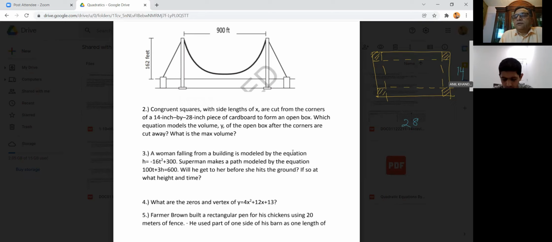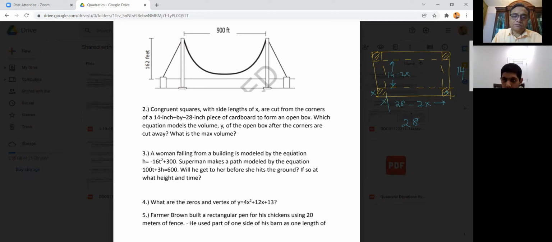Now when you cut away, then what remains is 28 minus how much? Tell me. 28 minus 2x, because we have cut away x from each end. Do you see that? And the width will be 14 minus 2x. The height will be x. You see that? When you make it a box, the height is going to be x, correct?